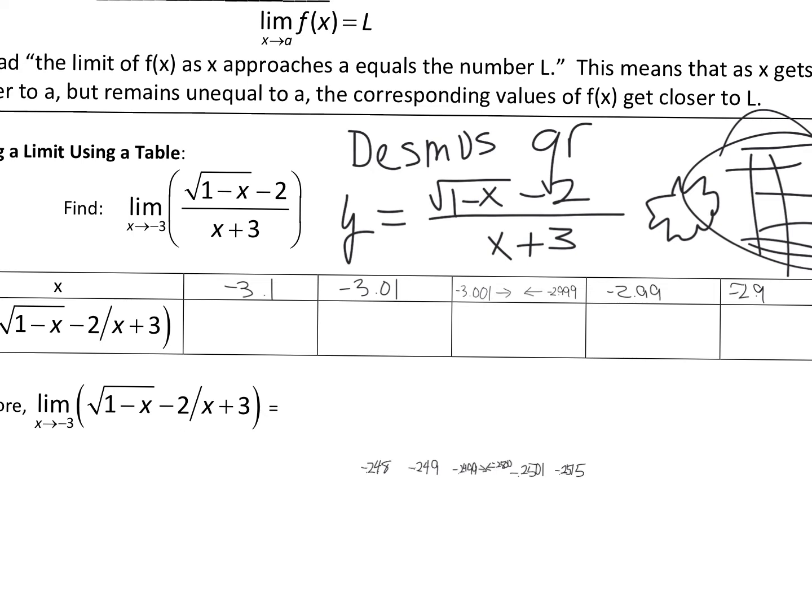And so we look at this and we see, oh, it looks like these are getting closer to negative 0.25, and these are also getting closer, and therefore, based on that input-output table, we can make the prediction that the limit is negative 0.25 or negative 1/4.